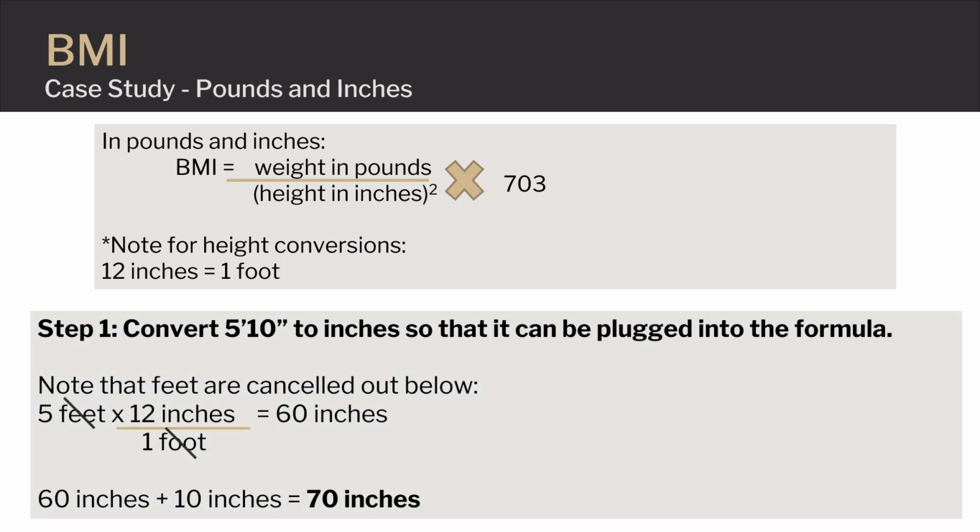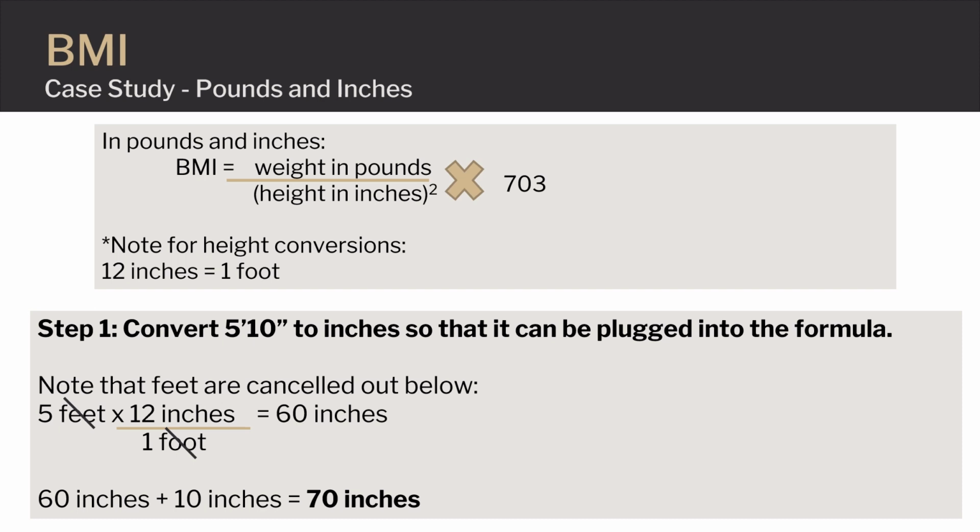The first thing to do is convert 5 foot 10 inches to inches so that it can be plugged into the formula. Note that feet are canceled out by crossing them out at the top and bottom of the division so that inches is the only unit remaining. To complete the conversion, you will multiply 5 and 12 and then divide by 1. This will give you 60 inches.